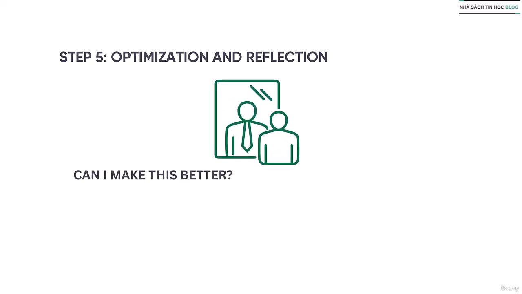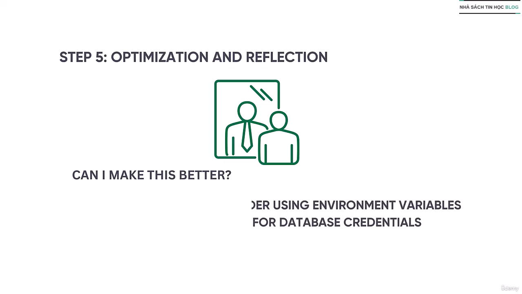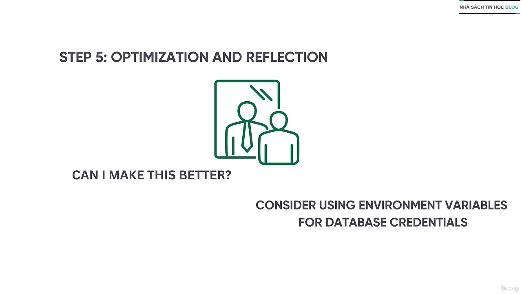Next is optimization and reflection. Once everything works, the agent reflects again. Can I make this better? It might optimize your query, simplify the code blocks that it wrote, or even suggest improvements like consider using environment variables for database credentials. And this step is where learning and iteration happen. And it's exactly what makes vibe coding feel like a creative conversation.